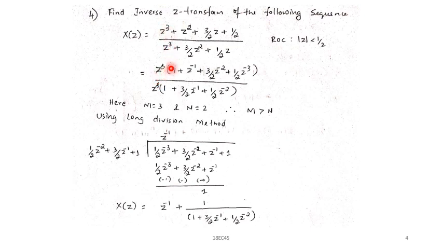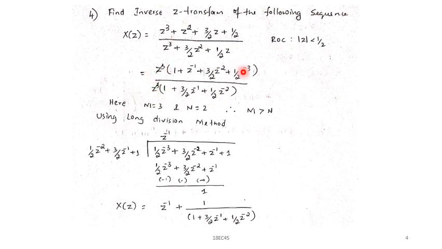If I take z cube outside, then I'll get the numerator as 1 plus z inverse plus 3 by 2 z to the power minus 2 plus 1 by 2 z to the power minus 3. Similarly, in the denominator, we take z cube outside, then it is 1 plus 3 by 2 z inverse plus 1 by 2 z to the power minus 2. Here z cube and z cube cancel.